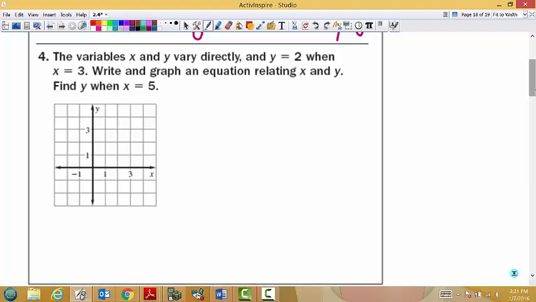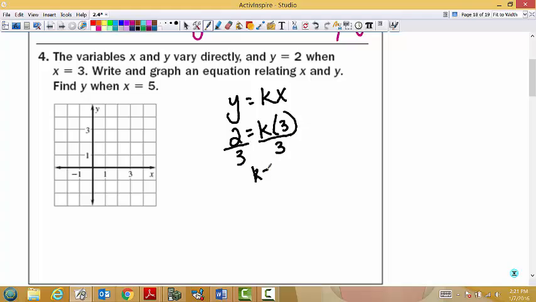The variables x and y vary directly, and y is 2 when x is 3. So it's y equals kx. y is 2, x is 3. Solve for k. So k is 2/3. So y equals 2/3 x. So it asks me to graph it. I'm going to begin at 0 because it's 2/3 x plus 0. My slope is 2/3, so I'm going to go up 2 over 3.